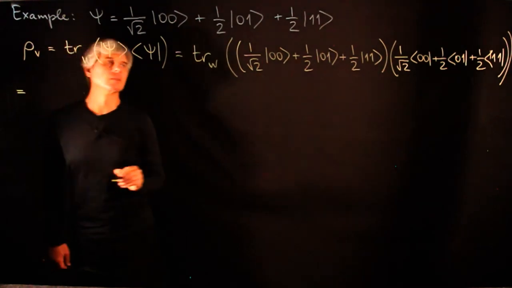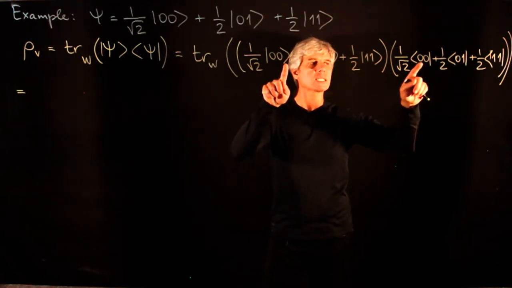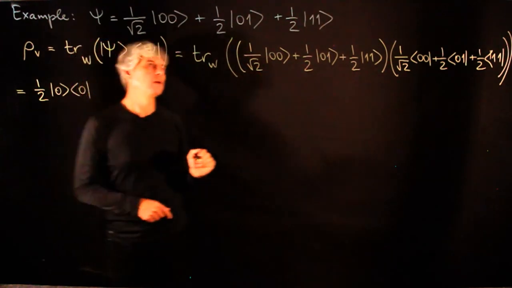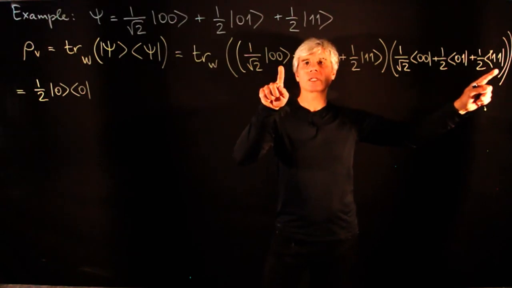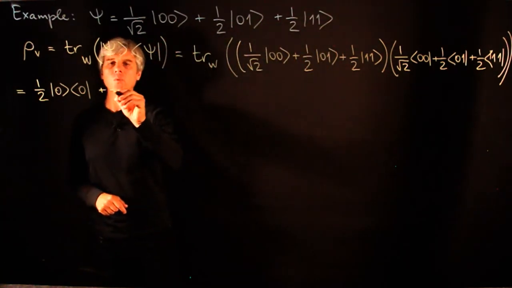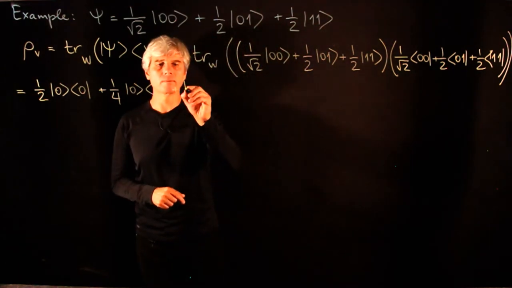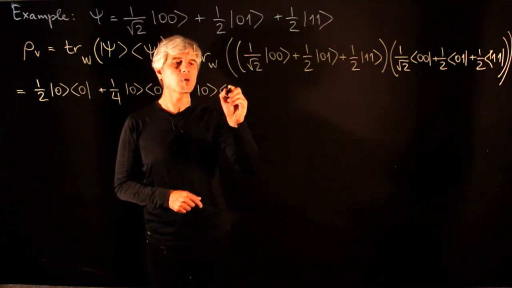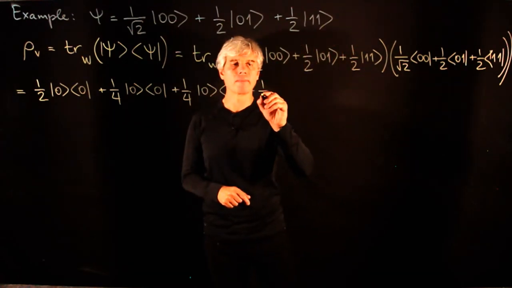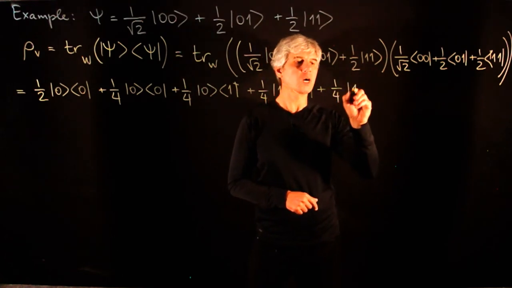Now, when we expand, we get 9 terms, but let's see what the non-zero terms are. When we take the trace, we should have matching second components. So we have matching components here, so we get 1 half 0 times 0. Then we don't have matching components here or here. Now we take this term: no match here, but a match here. So plus 1/4 0 × 0. Then we have matching terms here, so 1/4 0 × 1, plus no match here, but a match here, 1/4 1 × 0, and plus 1/4 1 × 1.